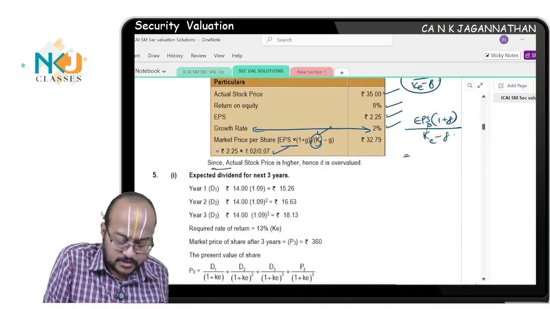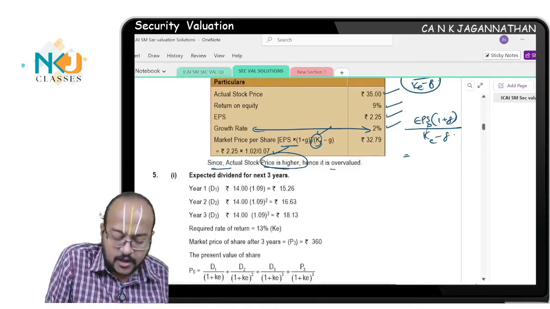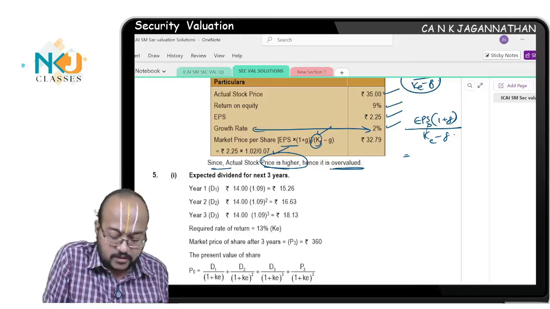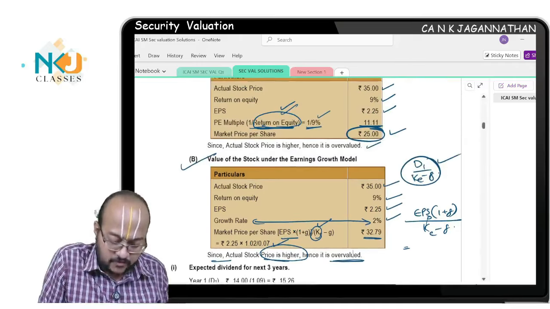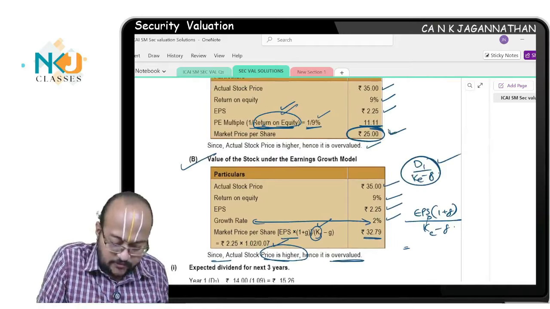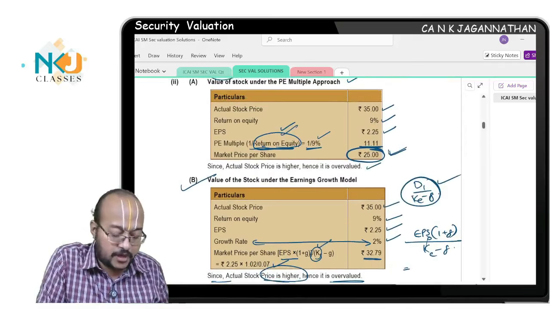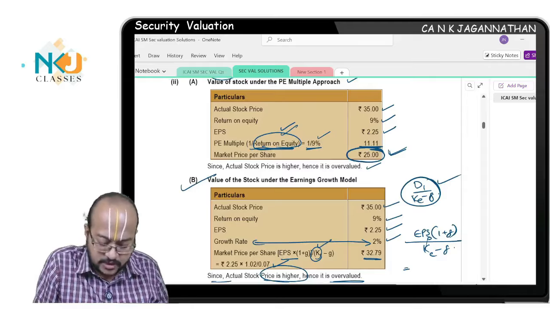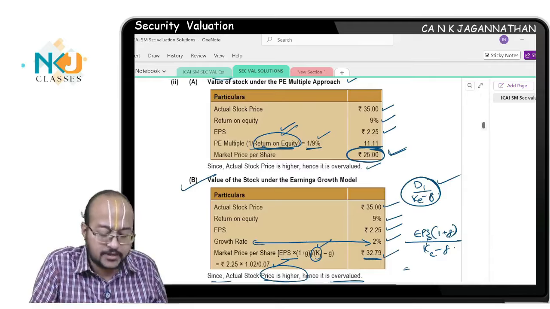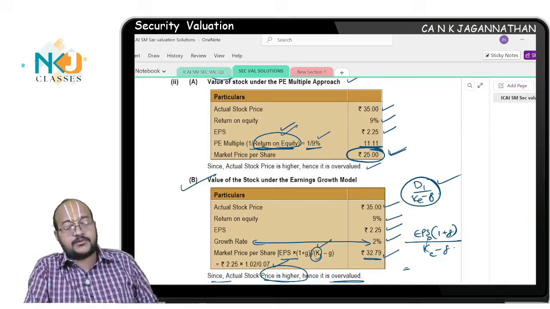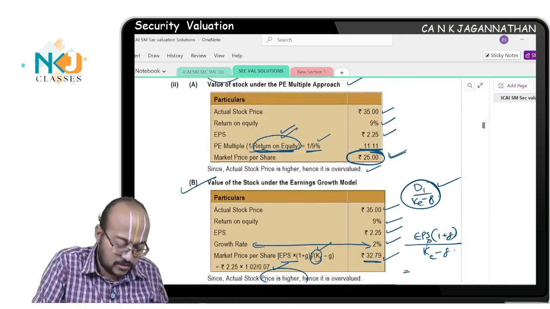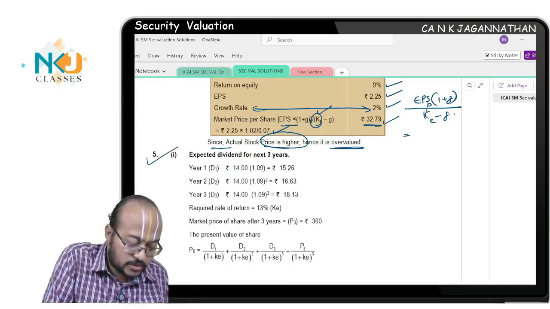Hence, since the actual stock price is higher, the stock is overvalued in the market. 32.79 is the fair value of the share, and 25 is the fair value of the share as per the PE ratio approach as well as the earnings approach. So 32.79 is the actual fair price, and the quoted price is 35, which means surely overvalued. Next, to come to question number 5.